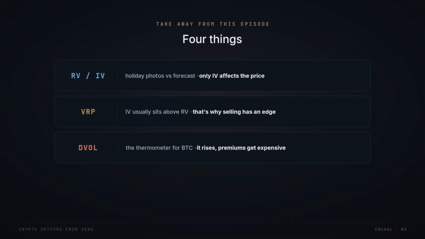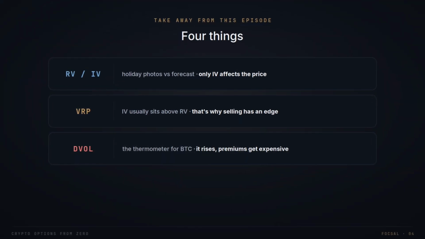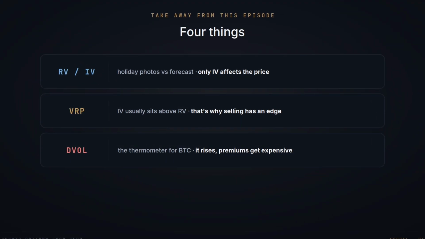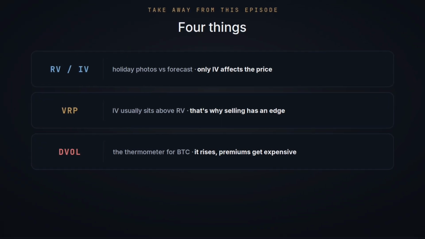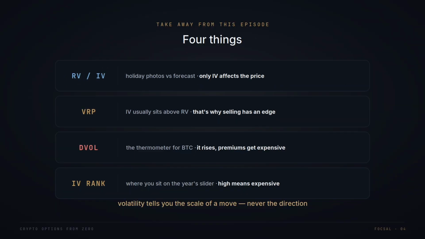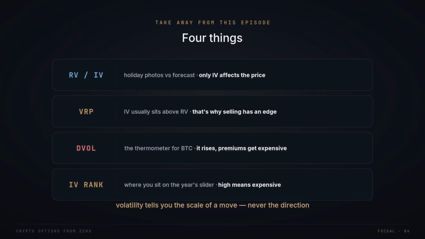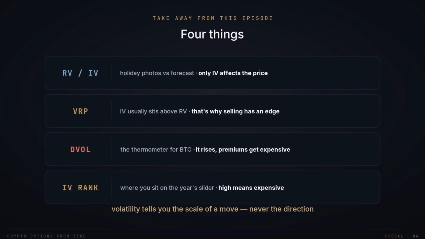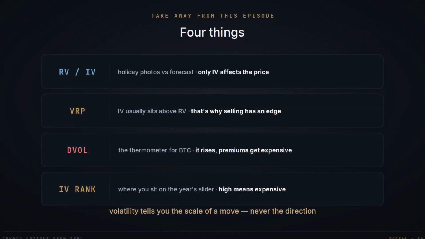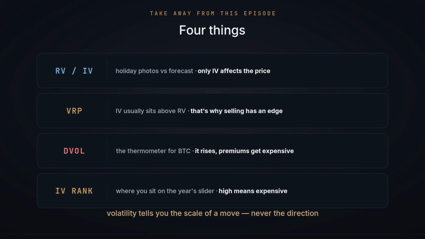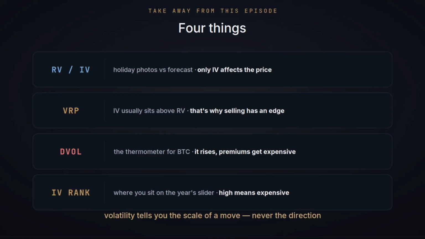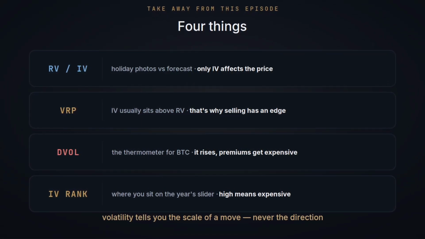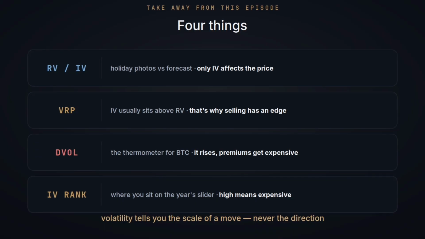3. DVOL is the thermometer for the Bitcoin market. It rises, premiums get expensive. It falls, they get cheap. 4. The number alone means nothing. Only IV rank tells you where on the year's slider you're sitting today, and therefore whether options are expensive or cheap. And one thing above all of them, volatility tells you about the scale of a move, never the direction.